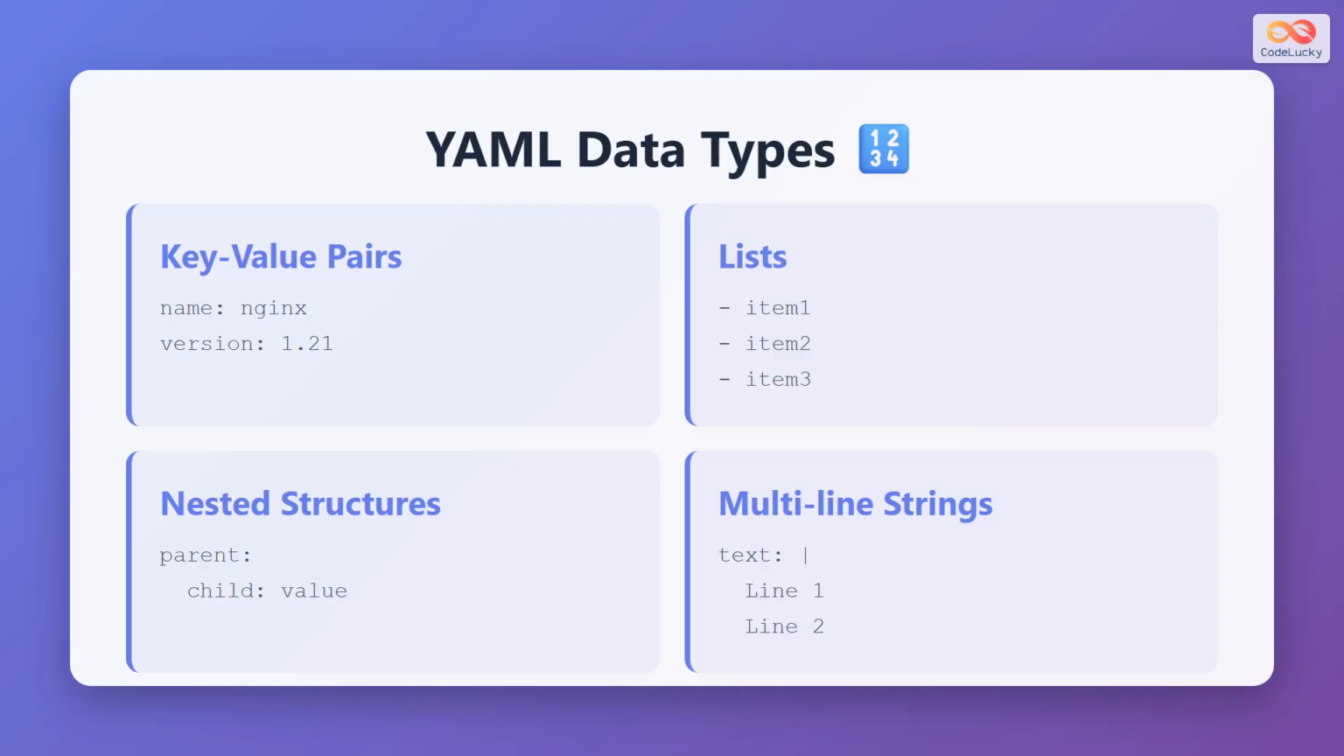YAML supports several fundamental data types. Key-value pairs are the most basic structure, where you have a key followed by a colon and its value. Lists or arrays are created using the dash or hyphen symbol, with each item on a new line. Nested structures allow you to create hierarchical data by indenting child elements under parent keys. Multi-line strings can be created using special operators like the pipe symbol, which preserves line breaks. These data types form the building blocks of all YAML configuration files.